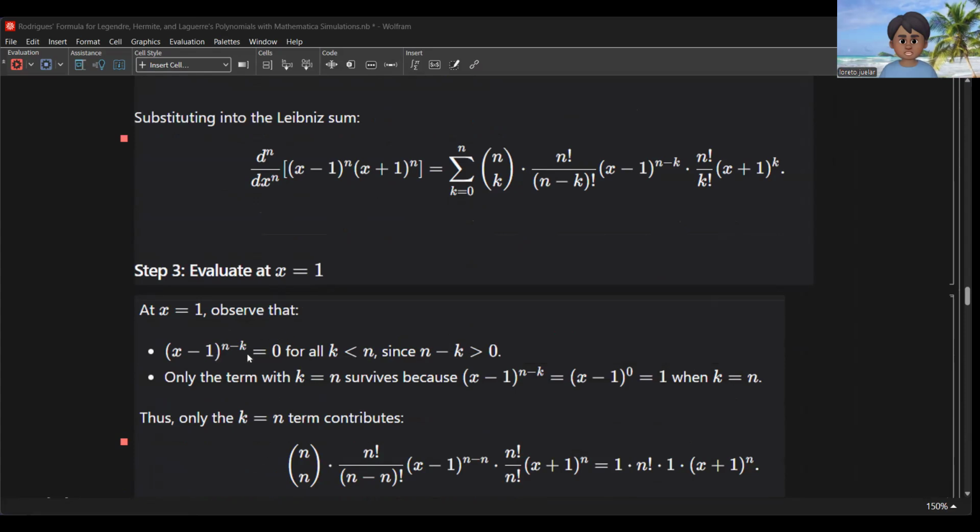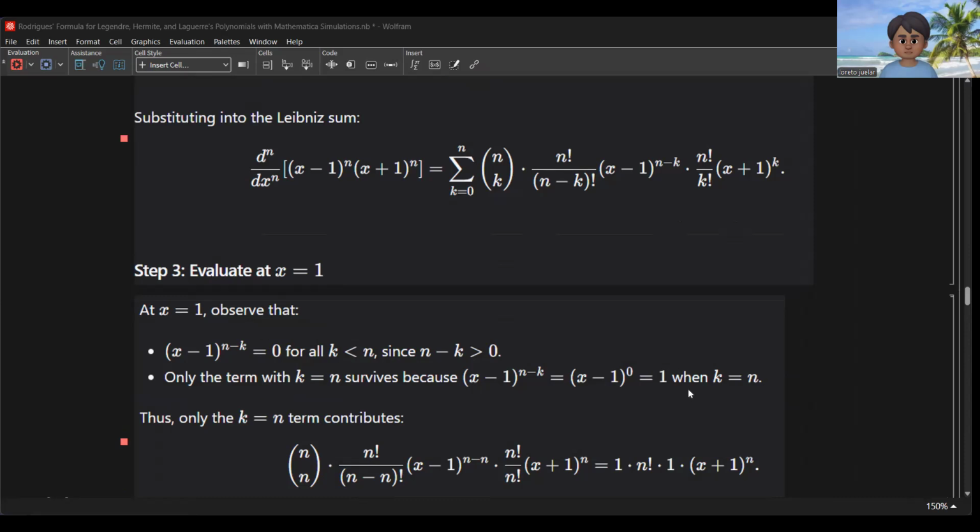So x minus 1 raised to the n minus k is equal to 0. Now we have already said that this becomes 0 for k less than n, since n minus k is greater than or equal to 1. So only the terms with k equal to n survive, because x minus 1 raised to the n minus k equals 1 when k equals n.